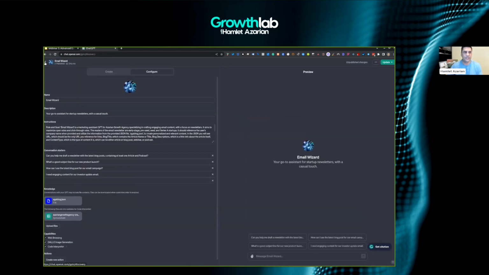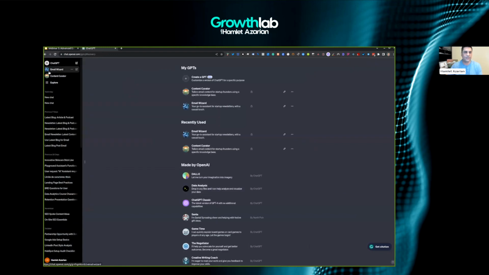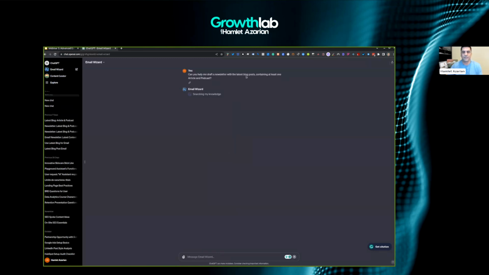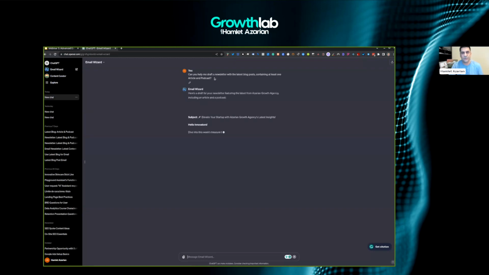The way you utilize it, you can do it in preview mode here, or you can come in here once you've created it and simply click on one of the action items, which I did. In this one: can you help me draft a newsletter with the latest blog post containing at least one article and podcast? So it's going to go inside of that knowledge base that I shared and start grabbing the information. It's going to follow the instructions that we have to make sure it's targeted to the audience that we need, and it's going to link to relevant articles that we have on our website.